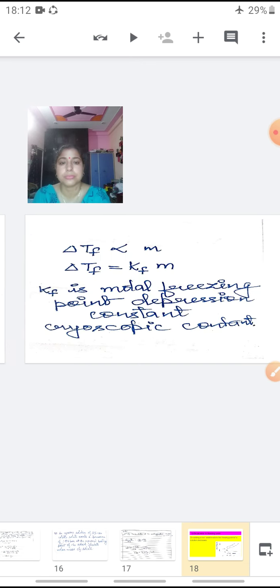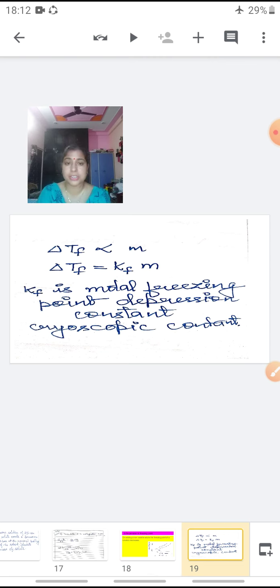Now, as depression in freezing point is a colligative property, it is directly proportional to the molality of the solution. Molality is small m. Now removing the sign of proportionality, a constant comes, that is Kf. Kf is the molar freezing point depression constant, also known as cryoscopic constant.